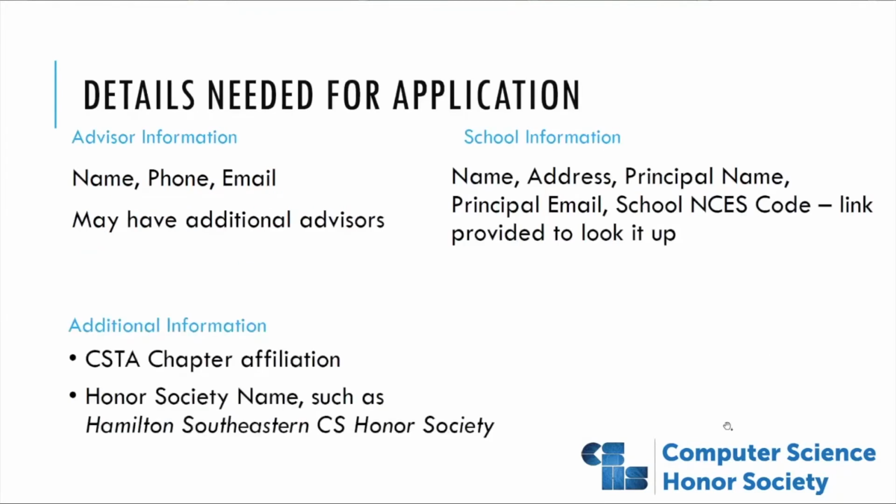So some details you need for the application, obviously just some information about you, your school information. There's a code you have to have for the school, but they give you a link to find that code. Your CSTA chapter affiliation, so that would be CSTA Indiana. We were formerly CSTA Hoosier Heartland. We are now CSTA Indiana. And we have 5 regional hubs. And again, we are having kickoff meetings for all those regional hubs tomorrow.